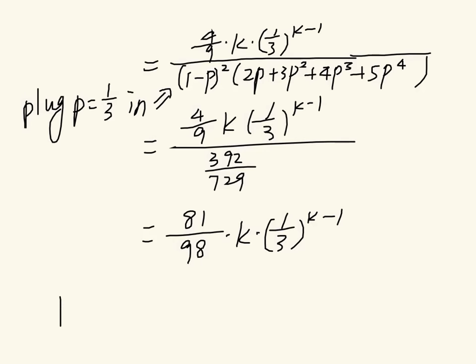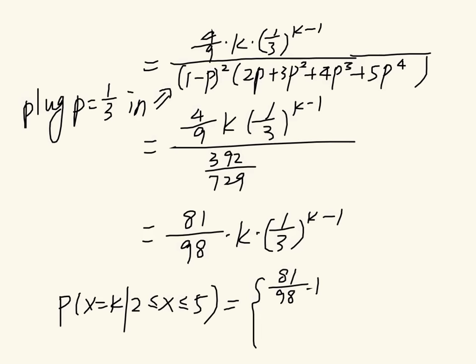So the conditional probability mass function of P(X = k given X larger than or equal to 2 and less than or equal to 5) is equal to 81/98 times k times (1/3) to the power k minus 1 when k is larger than or equal to 2 and less than or equal to 5, and 0 else.